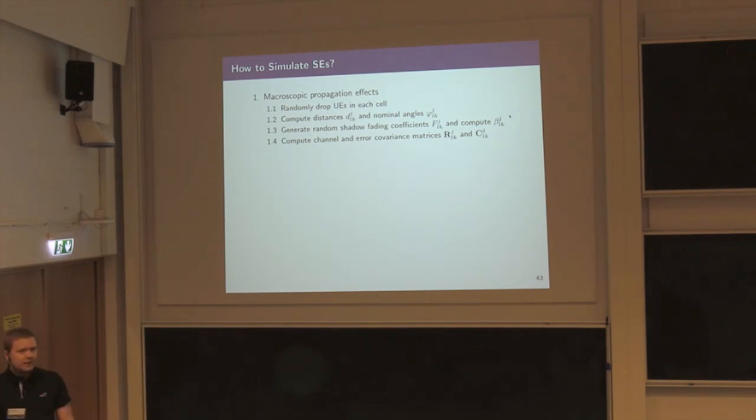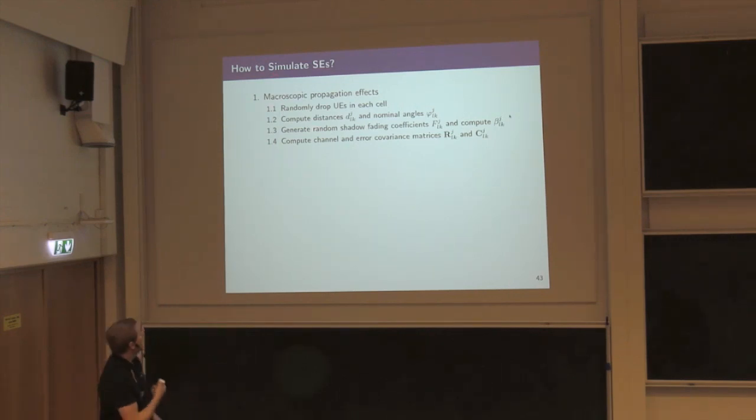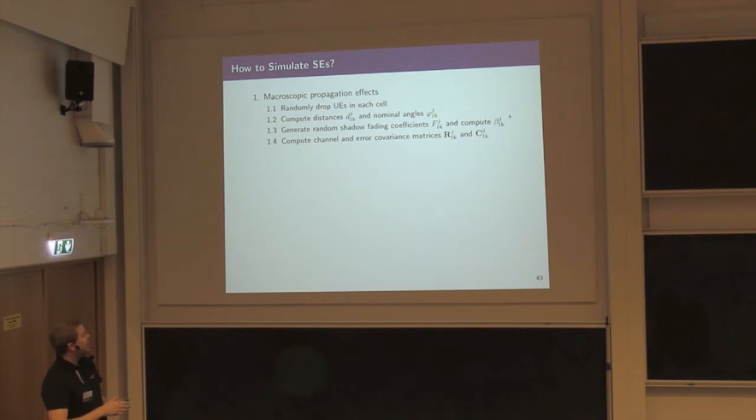How do we simulate the spectral efficiency in a system like this? Well, first, if you would like to create a simulation environment, you look at the macroscopic propagation effect. You drop the users randomly in your cell, then you compute the distances and angles to the base stations. Then you generate shadow fading realizations and compute the average path loss. Then you create your channel covariance matrix based on the model that you are using. And then when you have that one, you can also get the estimation error covariance from the expression that we had.